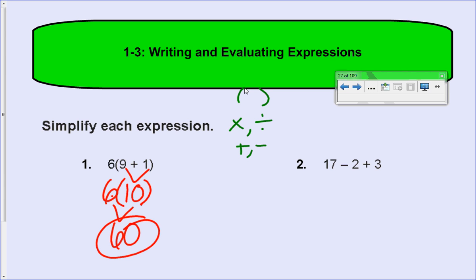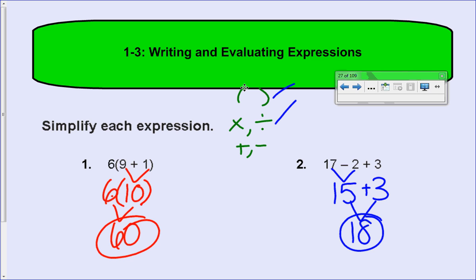Number 2, we have 17 minus 2 plus 3. If you go through the steps, there are no parentheses. There's no multiplication or division, so we're down here, adding and subtracting, whatever comes first. Well, 17 minus 2 comes first, so that's where we start. 17 minus 2 is 15. Then we rewrite it, and we get plus 3. 15 plus 3 is 18. So that was a little bit of a reminder from yesterday.